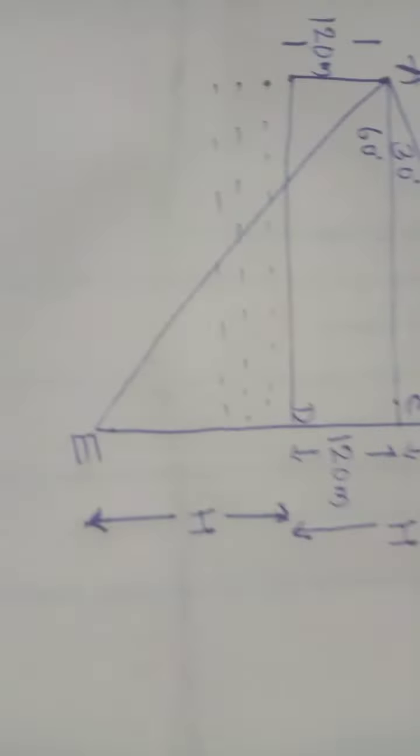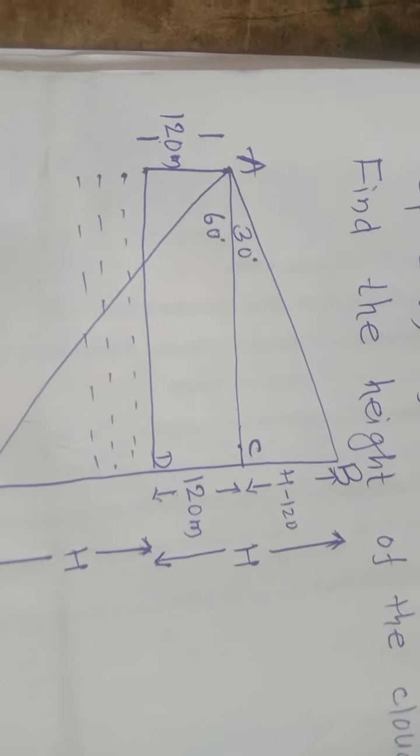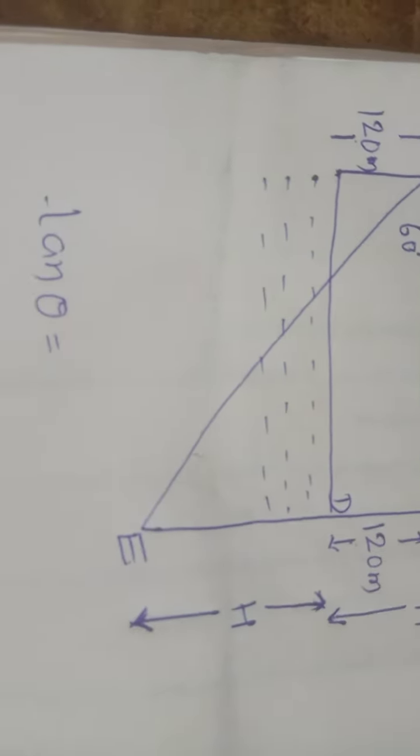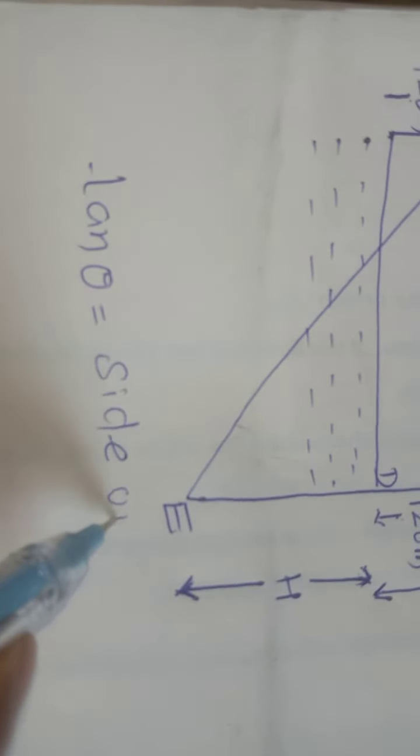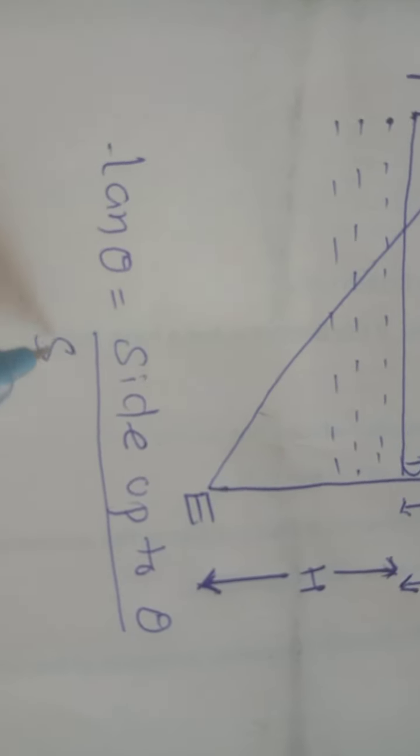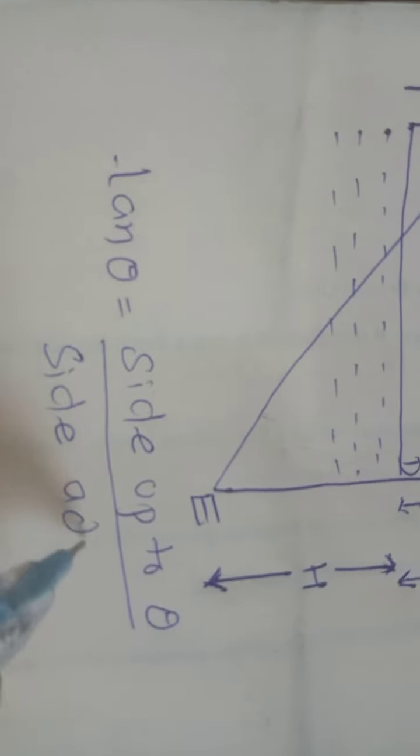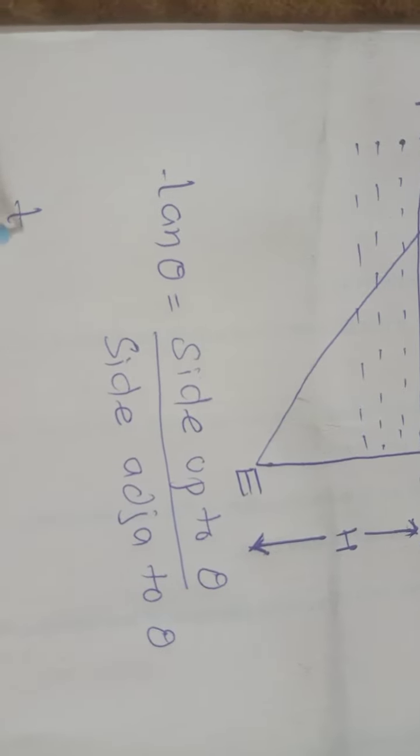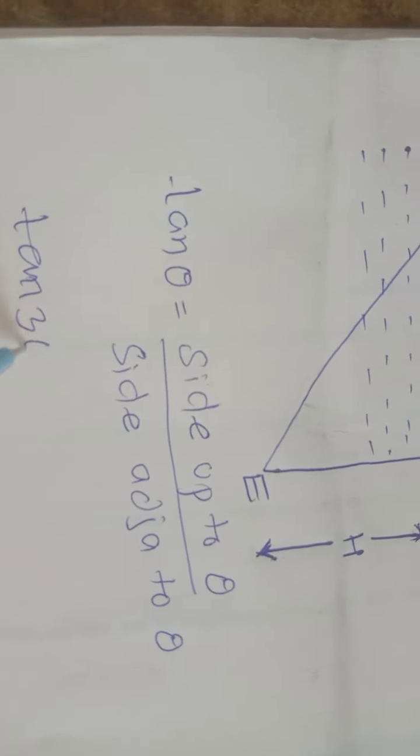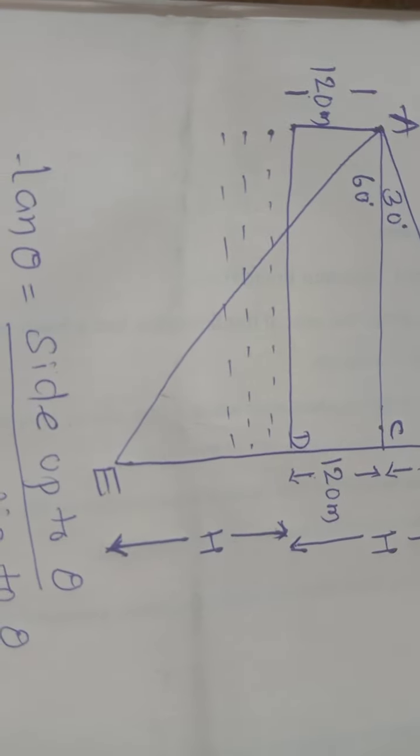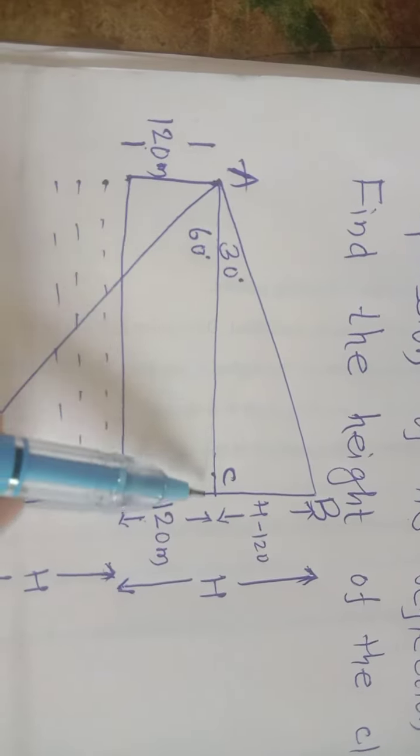Now first of all we have to find tan theta. Tan theta is equal to the formula: side opposite to theta by side adjacent to theta. Now here, tan 30 degrees is equal to side opposite to theta. Here BC is the opposite, BC by side adjacent, AC.